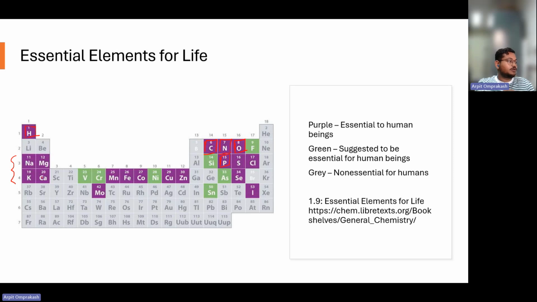as sodium, magnesium, calcium and potassium, which are present in their ionic forms. They act as cofactors, or they bind to different biomolecules and make them stable, or catalyze certain reactions, and so on. We also have elements such as iron, cobalt, and manganese, which are essential. Iron is present in hemoglobin, the biomolecule which helps us carry oxygen through our blood. So these are the essential elements for human life.